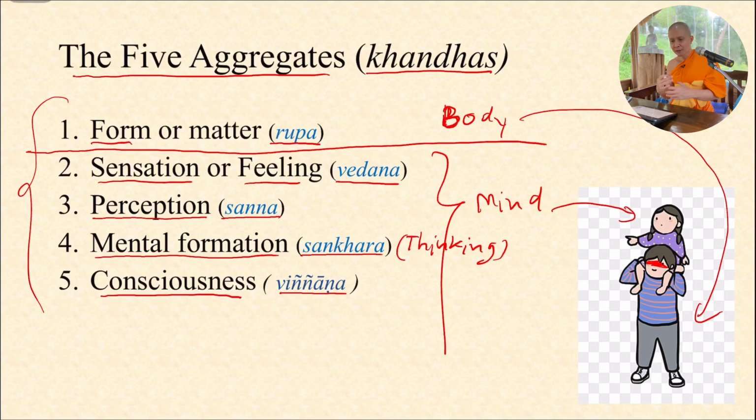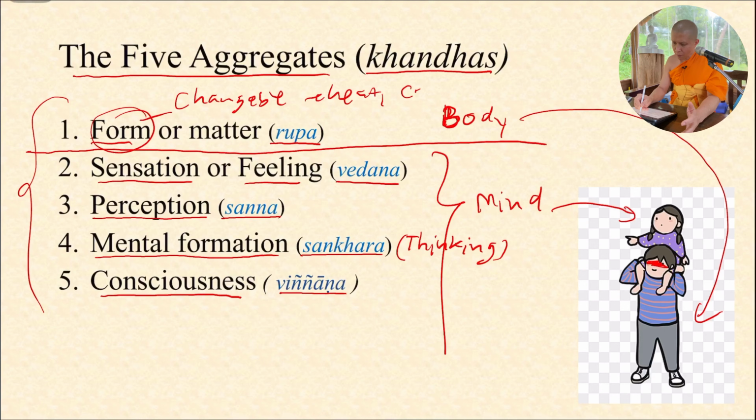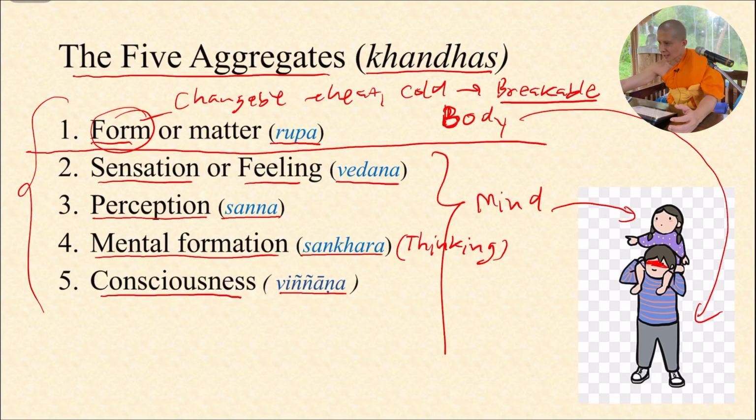What the Buddha means by form: how do you know which one is form? Form, in the eyes of the Buddha, he said clearly in the text, is something that is changeable by heat, by cold, something breakable. The key word here is breakable. That's why it's called form. Anything breakable is form. The glass is breakable. I can touch it, it can break. This is form. It's breakable.